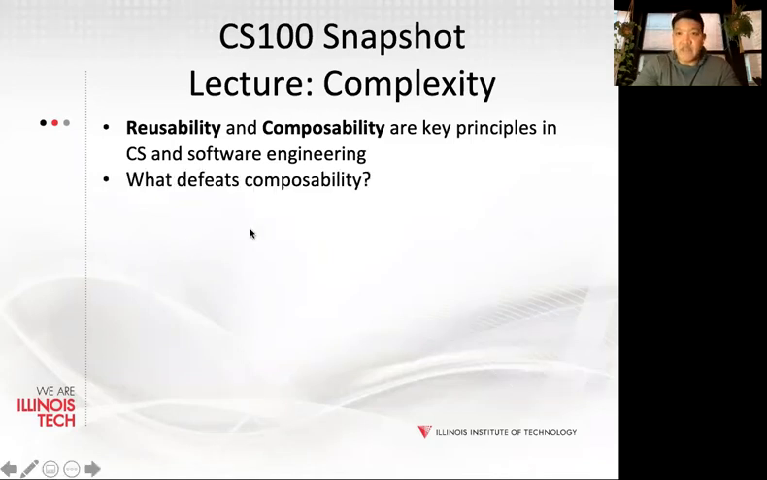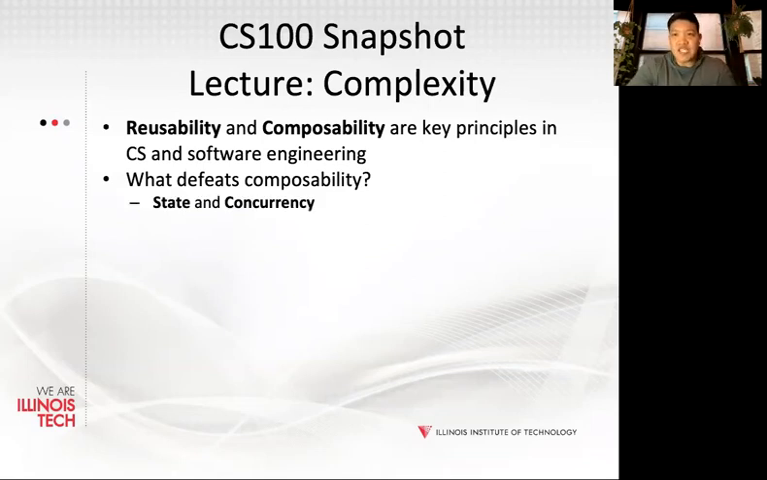Unfortunately, there are some things that defeat composability. I won't throw this question out there because we don't have that much time to ponder possible answers to it. But the two big things that defeat composability are state and concurrency. State is something that most of you who have done any sort of programming recognize as intrinsic to programming. When you assign a value to a variable, that value has a certain state. If you change the variable, for instance, if you increment it, it has a new state, okay?